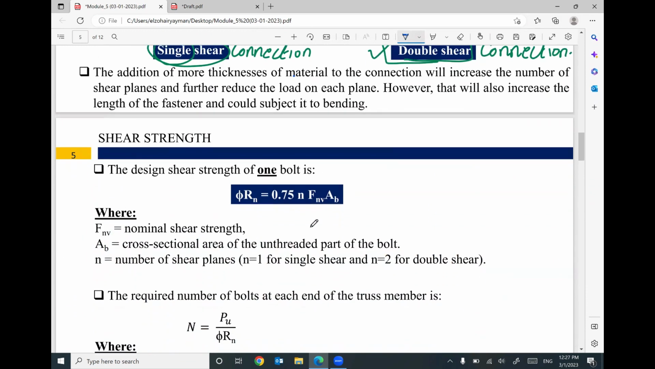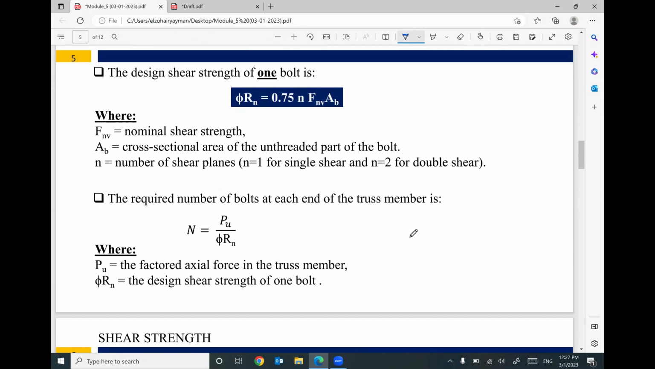Okay, where is the answer to my question? How many bolts do I need? Here is the answer. The required number of bolts at each end of the member equals P ultimate from Reese analysis.